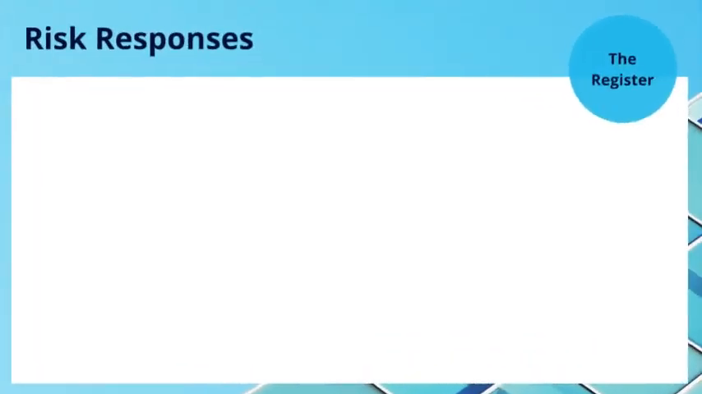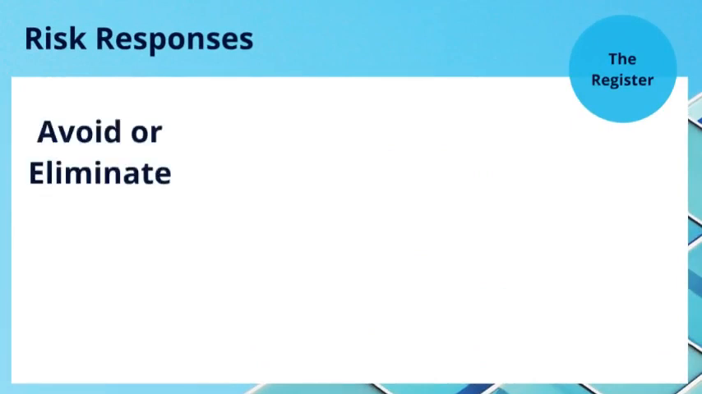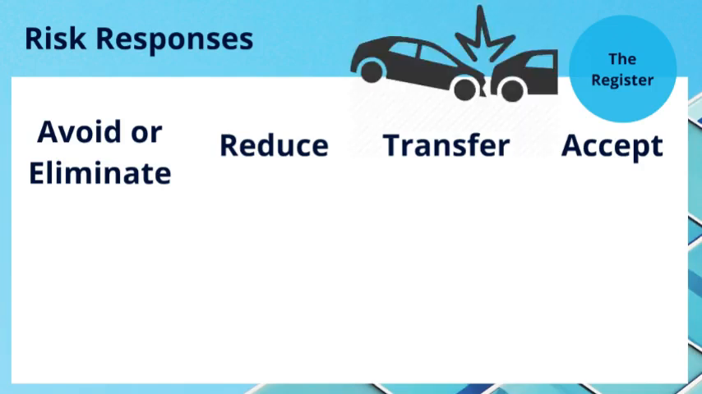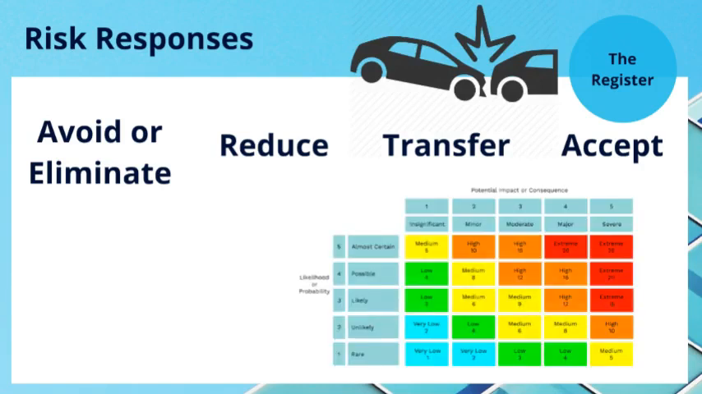There are generally 4 ways a company can respond to a risk. These are to avoid or eliminate the risk, reduce the degree of risk, transfer it, or to just accept it. Let's look at each of these using a worked example. Let's say that the risk is being in a car accident and writing off your car. And we've analysed it as having a major impact, an unlikely likelihood, so it has a medium level of risk with a score of 8.